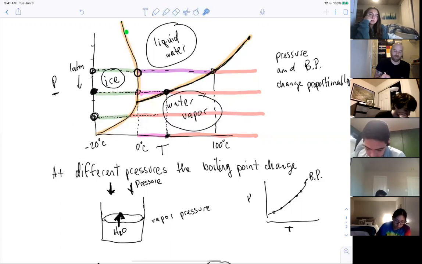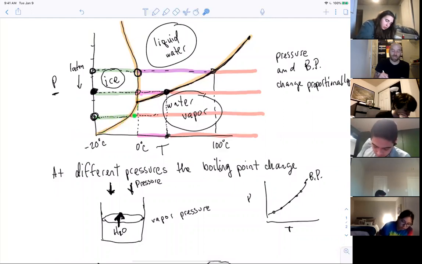If I'm a solid and I'm changing the pressure, this is the melting point and how the melting point changes with respect to pressure. I've got this interesting thing that can happen down here where now I'm subliming the solid directly to a gas, and we talked a little bit about the applications of that.